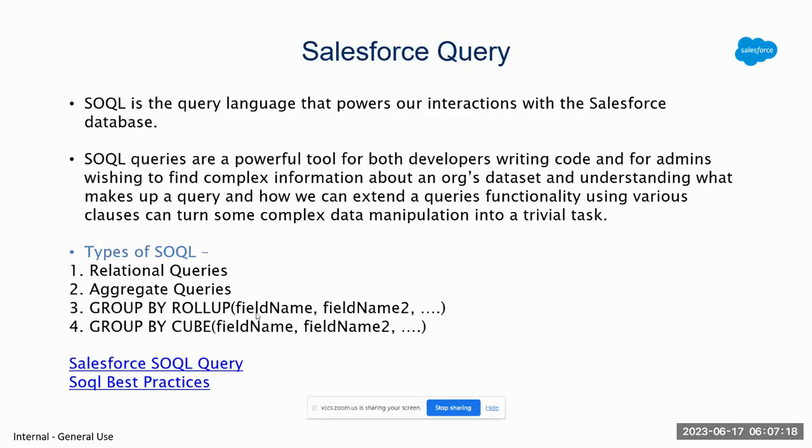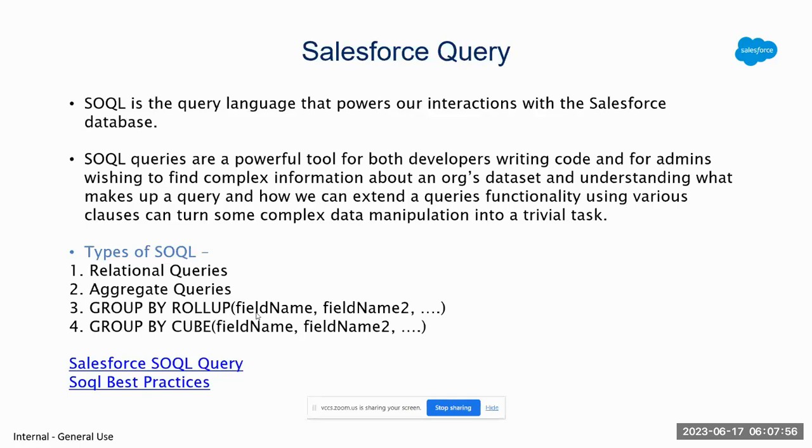And as an admin, we have multiple types of relationships, like parent to child and child to parent. So these all come in handy while doing SOQL. There are multiple types of SOQL queries, like relational queries, aggregate queries, and group by rollup. Whenever you want to get results using a rollup, that's a group by rollup or a group by cube. So guys, this is something, whether you want to be a developer or you don't want to be a developer, doesn't matter.